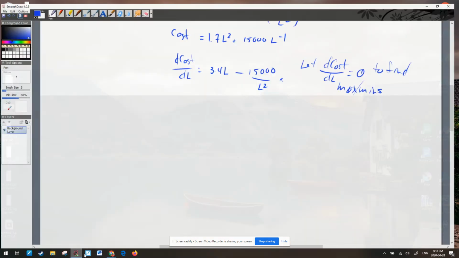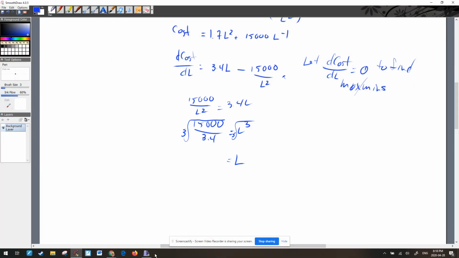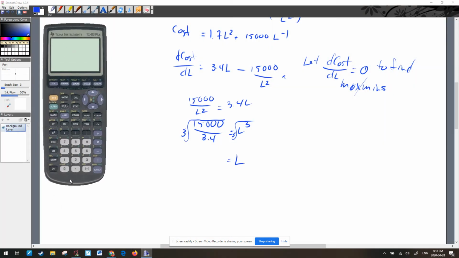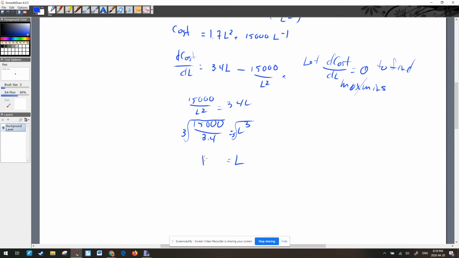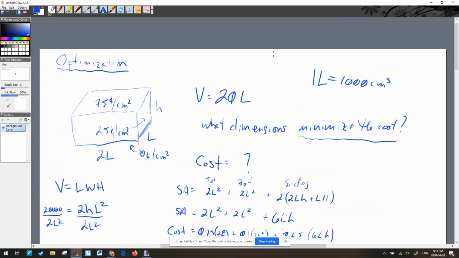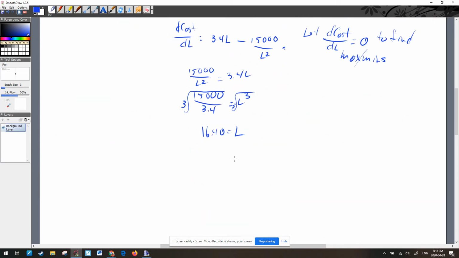All right, so we've got a calculator here. Turn it on. And so we're going to do the third root. So I can go math, third root of 15,000 divided by 3.4. So we found that the length is 16.40. That's what the length is. And so then the width is double that.